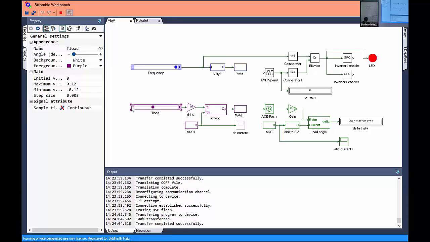Right? With that, we are done with permanent magnet synchronous motor. On Friday, we'll start with induction motor.